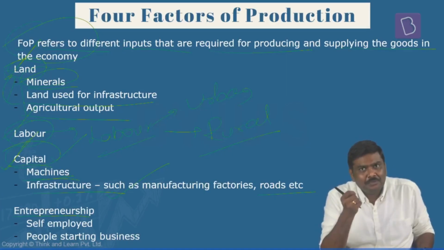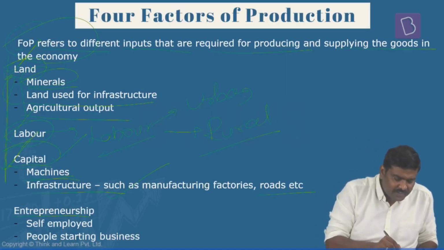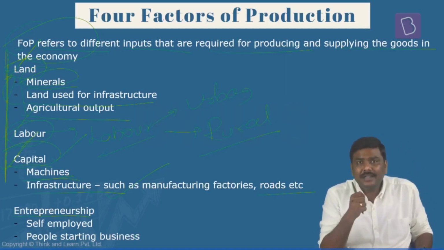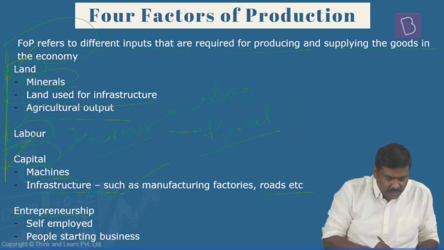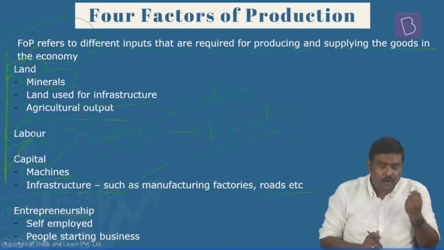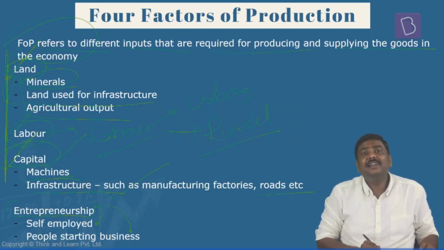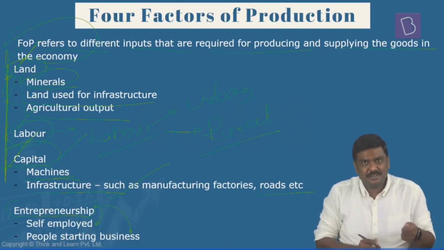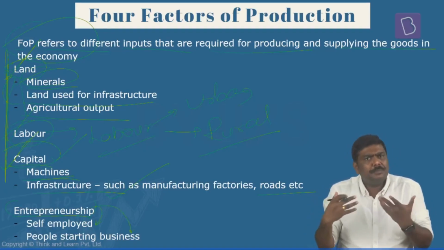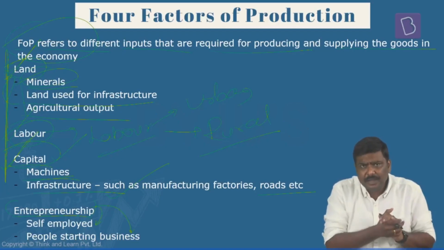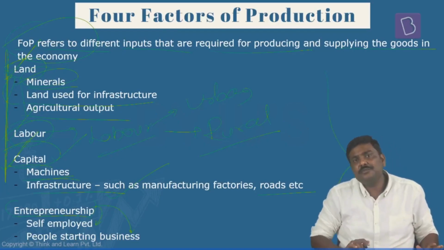And finally, entrepreneurship. You need to have someone who will put together all the three factors of production. You need to have an owner of these assets. This concept is called entrepreneurship. The idea of entrepreneurship can be in the form of self-employment, as well as the people who are starting business, newer companies which are started are also part of the concept of entrepreneurship itself. So these are the four factors of production.